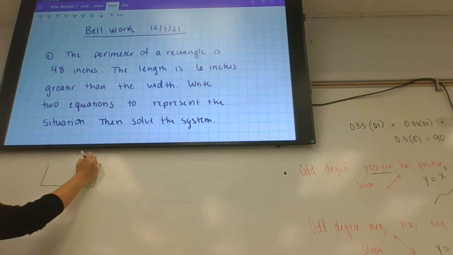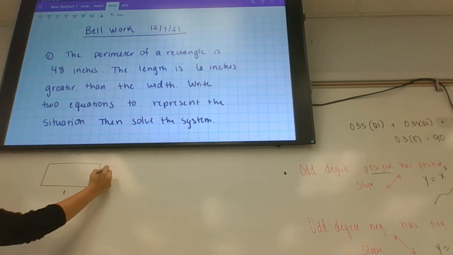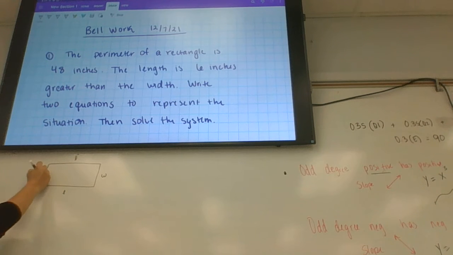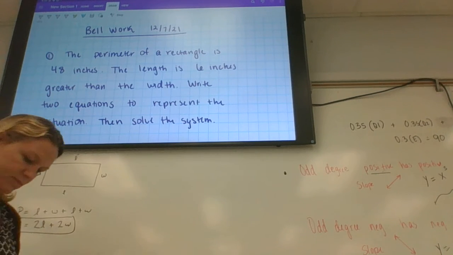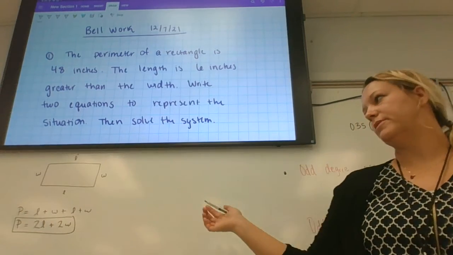Yeah. That's better. So let's call this the length, the width, the length, the width. I wondered if I wrote that backwards. So the perimeter would be length plus width plus length plus width, like walking all the way around. So the official formula for perimeter is 2 times the length plus 2 times the width. That's the kind of thing that you're provided on the SAT.